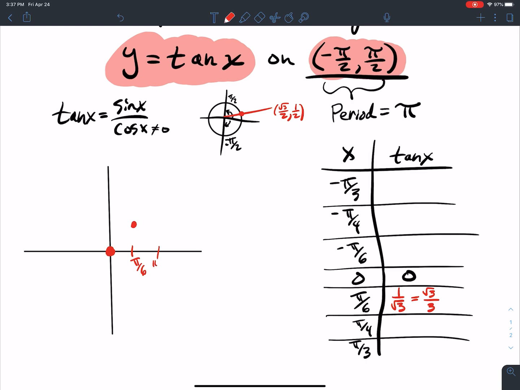Pi over 4. Let's see, pi over 4, that's 1 over square root 2 comma 1 over square root 2. So if I divide those, I can just get 1. Okay, so now if this helps you, square root 3 over 3 is like 0.58. This is 1. So we're just moving on up. Okay, and then pi over 3, if I do this here, that's 1/2, and then square root 3 over 2. If I divide those, I get the square root of 3, which is like 1.73. Okay, so maybe something like this. So at pi over 3.